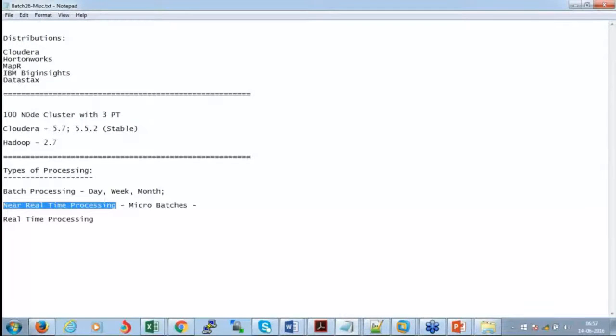Having said these types of processing, where does Hadoop fit primarily and where does RDBMS fit primarily? I would say Hadoop fits into all these three processing layers, let it be batch, near real-time, or real-time processing. Whereas RDBMS predominantly falls under batch processing, right? I hope everyone is clear with this.